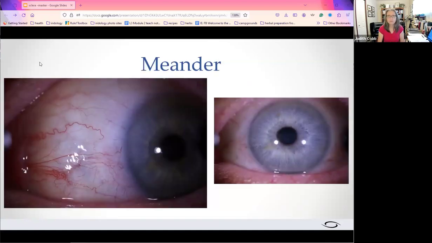This is a man who's 70 years of age, and this is his left eye. And again, we are looking at the sclera. We've got the whole eye here, and we are looking at the medial aspect of the sclera, so the part of the sclera closest to his nose.